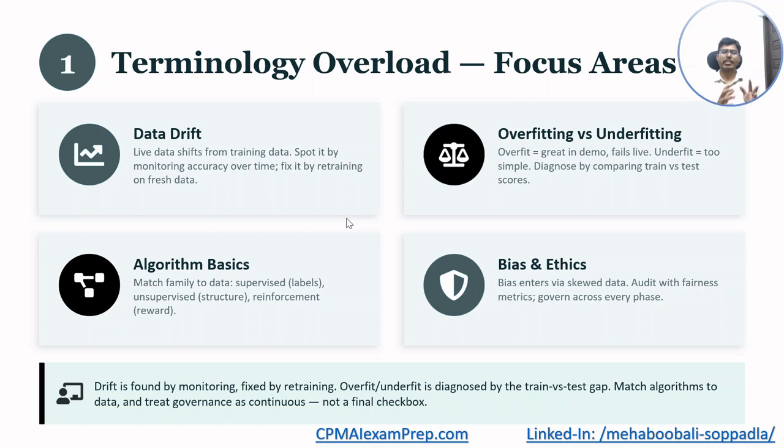This is the bias-variance trade-off. And in the evaluation phase, the PM insists on honest testing with data the model has never seen, never a cherry-picked demo.